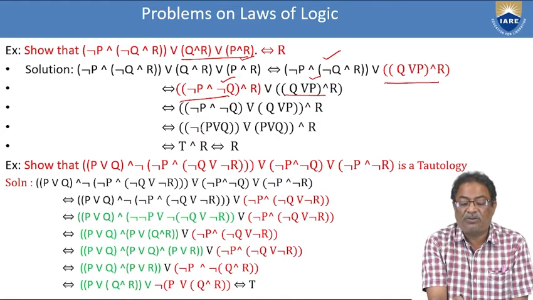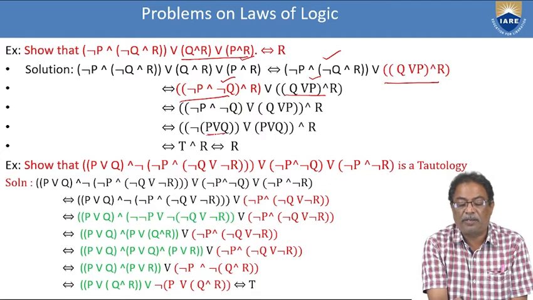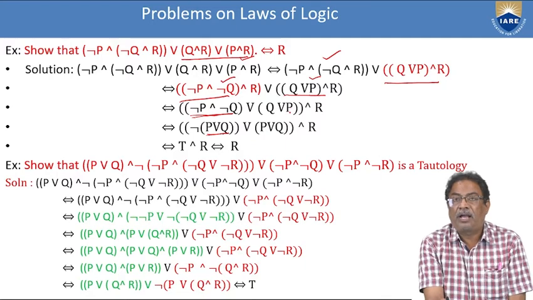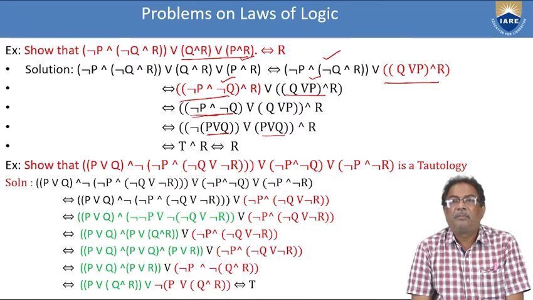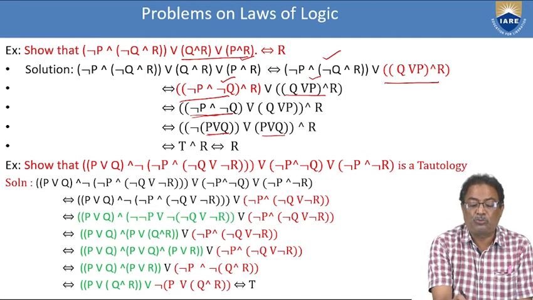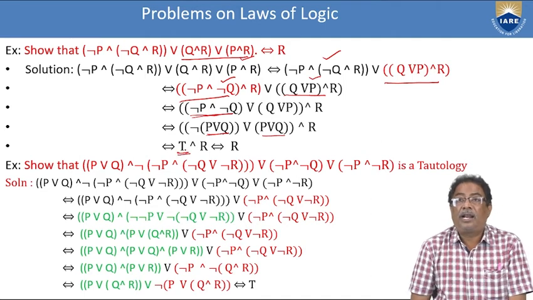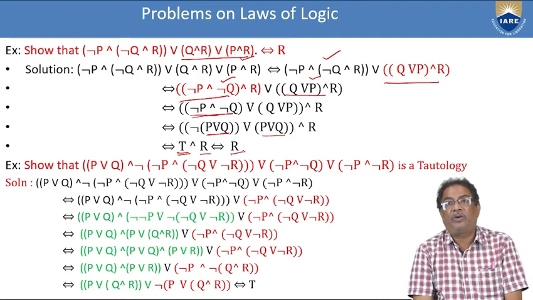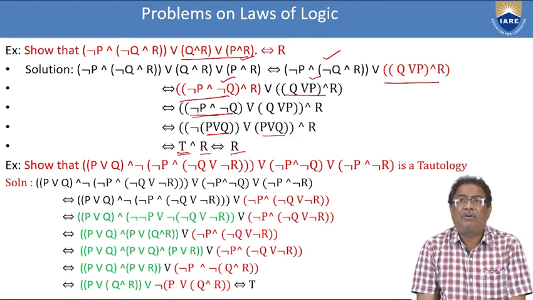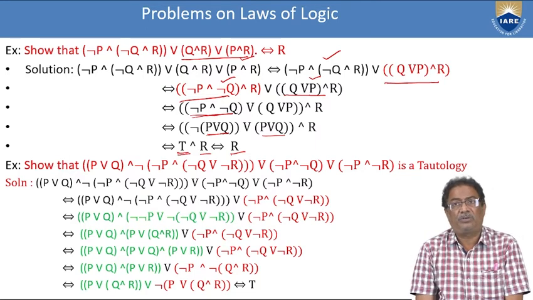So afterwards, I took negation outside. So negation of P or Q, this will become negation of P or Q. And here we apply the commutative law: Q or P is equal to P or Q. I am going to get like this, which is of the form P or negation P, which is equal to true. So true, and R will be there. So finally we are going to get R. So the given compound proposition is logically equivalent to that.